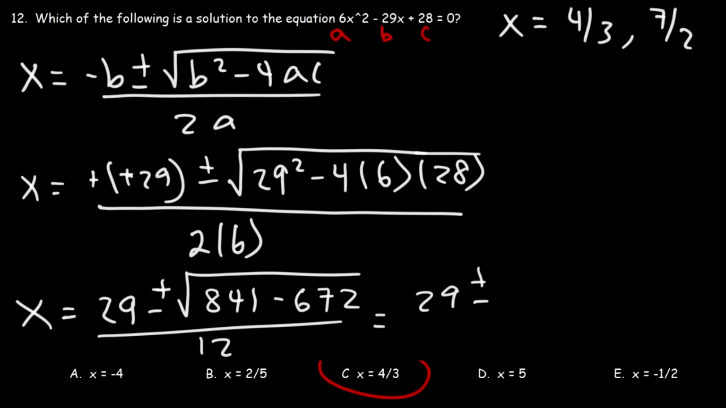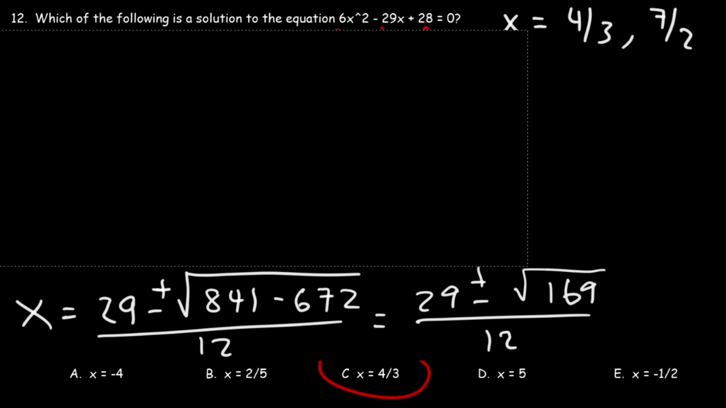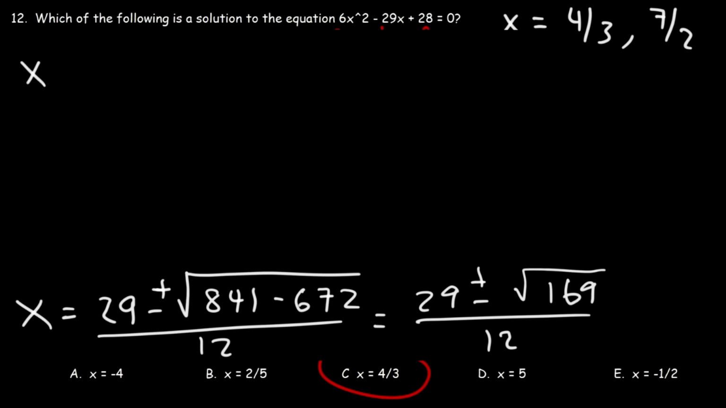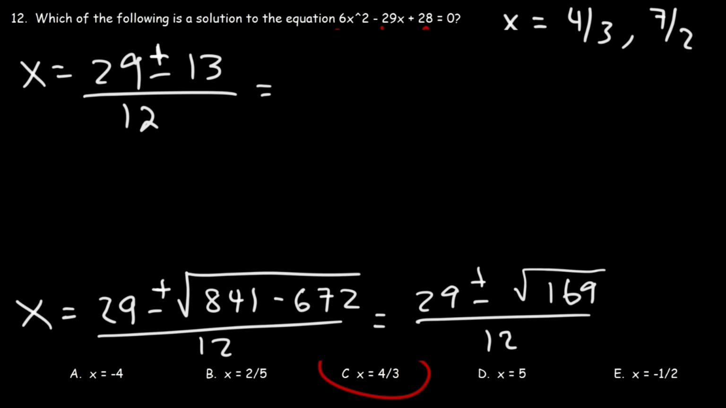Now 841 minus 672, it's 169. The square root of 169 is 13. So we're going to have 29 plus or minus 13 divided by 12. So first, let's do 29 plus 13, which is 42. And so the first answer is 42 over 12. The second one is going to be 29 minus 13, which is 16. So it could also be 16 over 12.